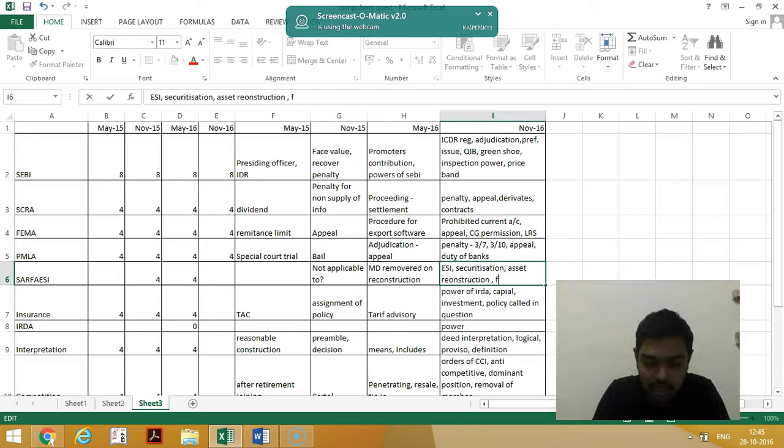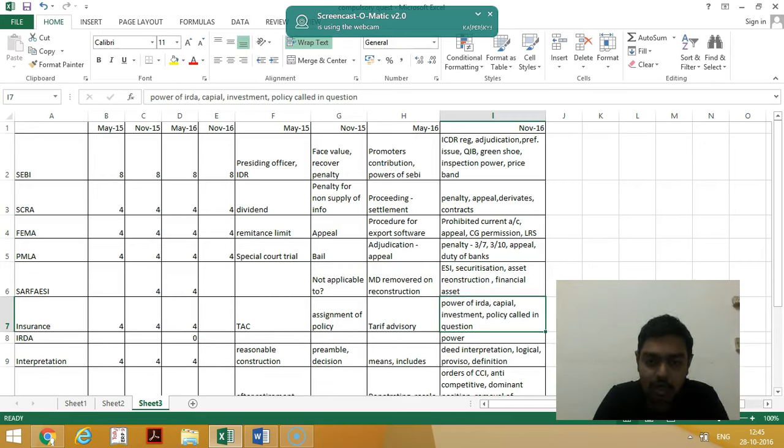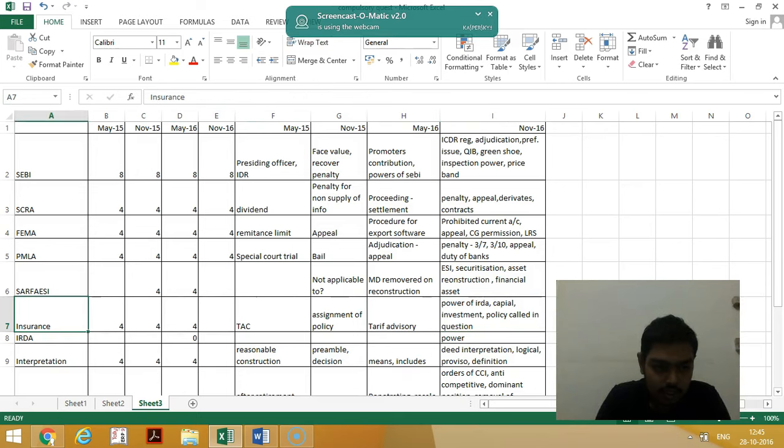what is financial asset definition, and what is enforcement of security interest. This they can test. Then insurance, they've asked consistently for 4 marks, so this time also we will expect something from 4 marks from insurance.